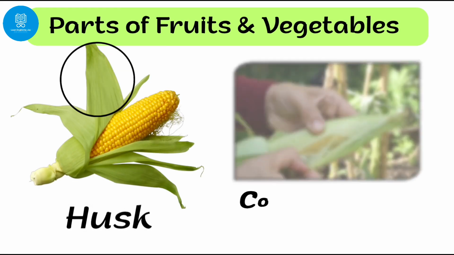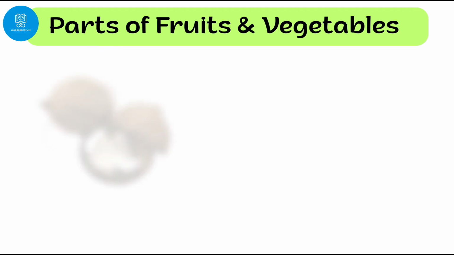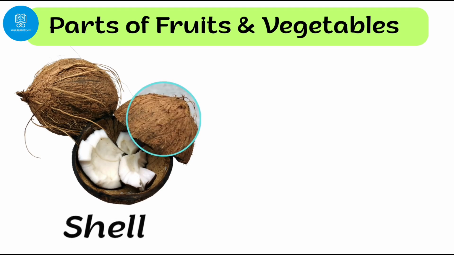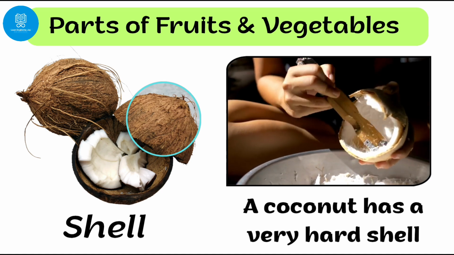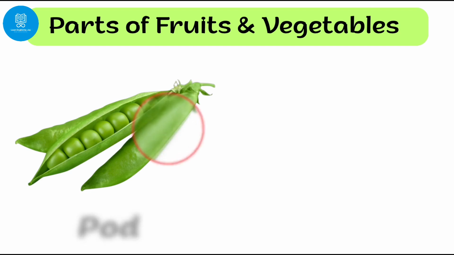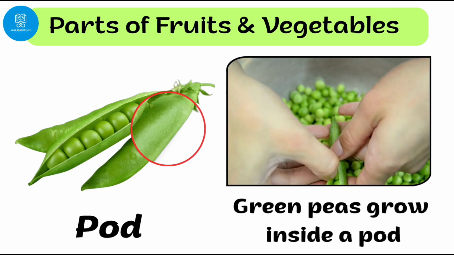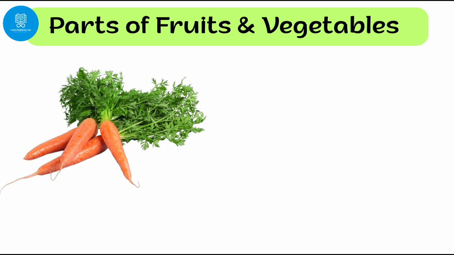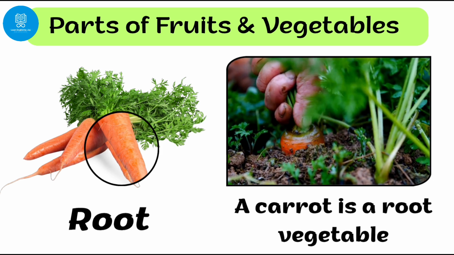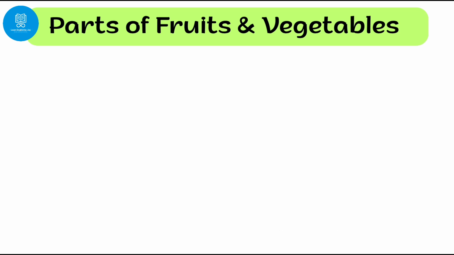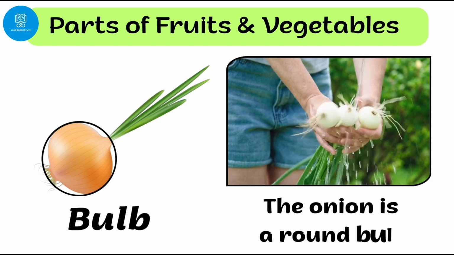Husk. Corn husks are removed before cooking. Shell. A coconut has a very hard shell. Pod. Green peas grow inside a pod. Root. A carrot is a root vegetable. Bulb. The onion is a round bulb.